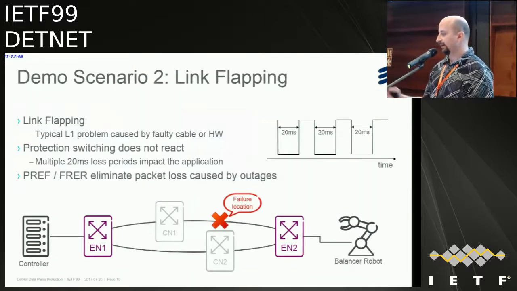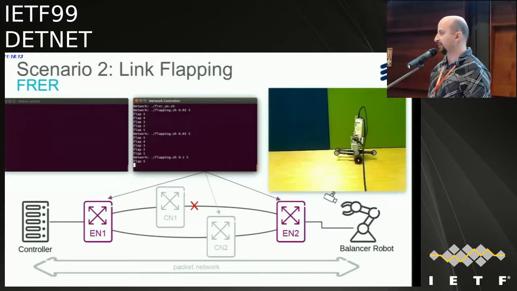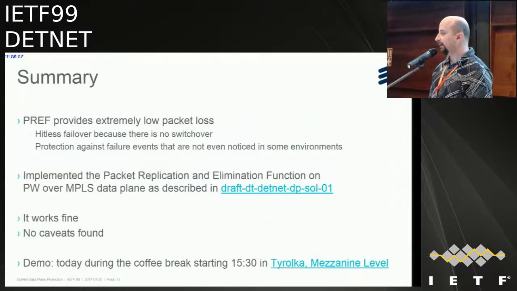The other scenario we checked is link flapping, for example a 20 millisecond downtime, where your monitoring for the protection switching often doesn't even detect it, but it still affects the application. So if there are these outages, then the balancing is over with protection switching. But if we turn on the replication and elimination, then the balancing logic is up and running fine. So as we experienced, the packet replication and elimination function actually provides really hitless failover. There's no switchover in the mechanism as designed. And we implemented it as described in the data plane solution, so it just works fine.